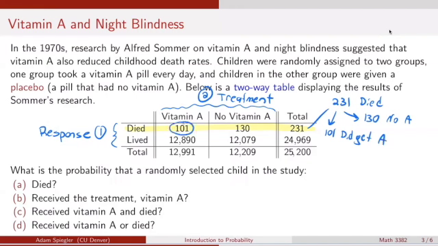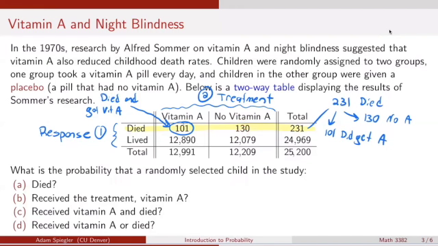So this 101 over here, this is corresponding to all of the children in this study that died and got vitamin A. And similarly, this 130 over here would correspond to all of the children in the study that died who did not get vitamin A.